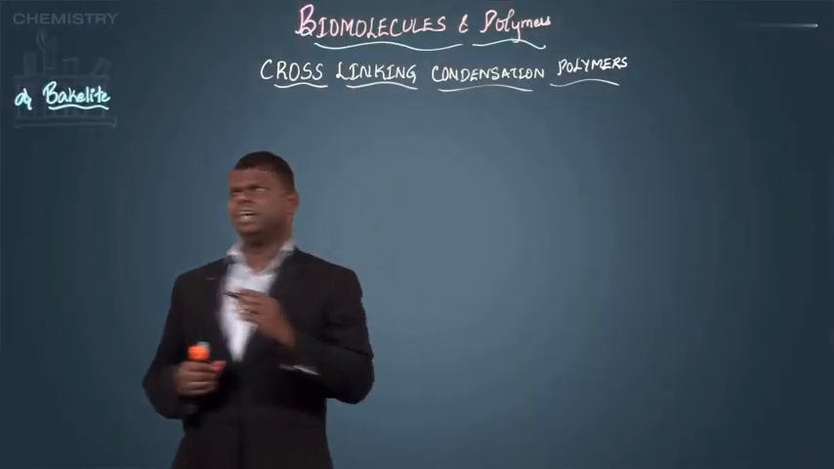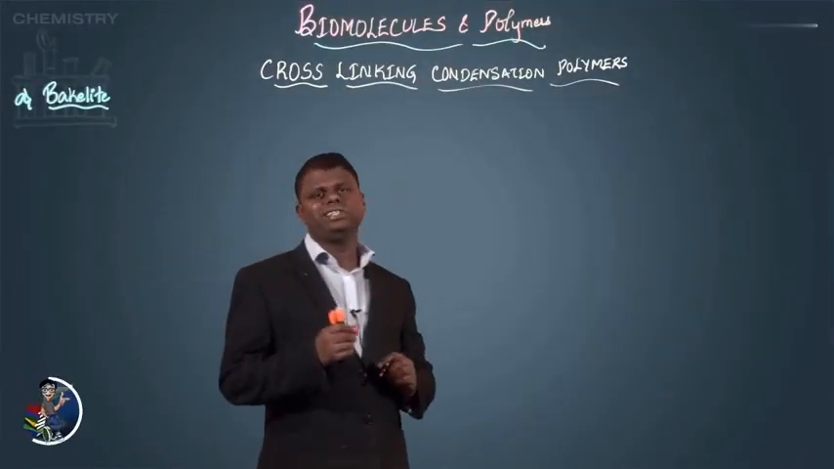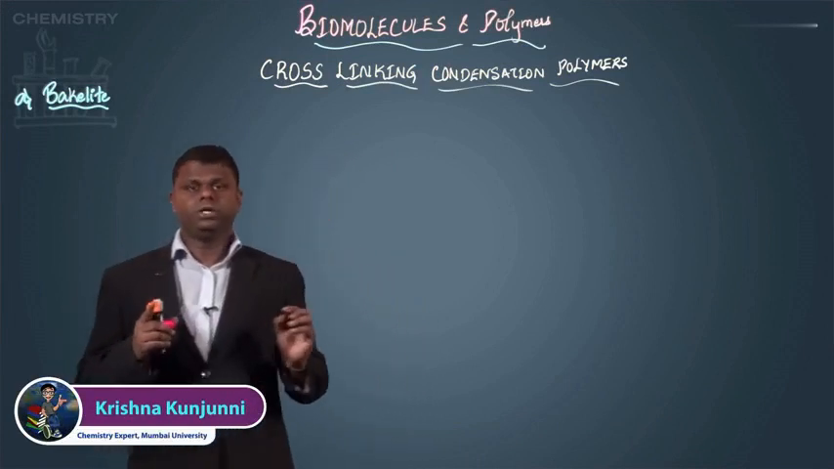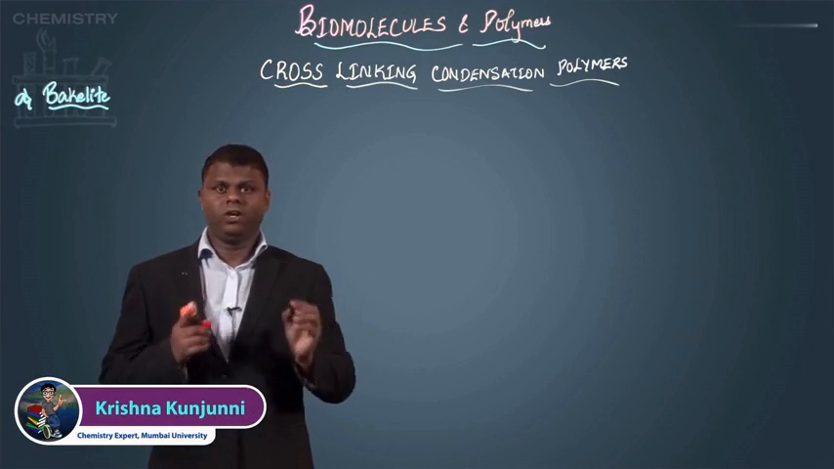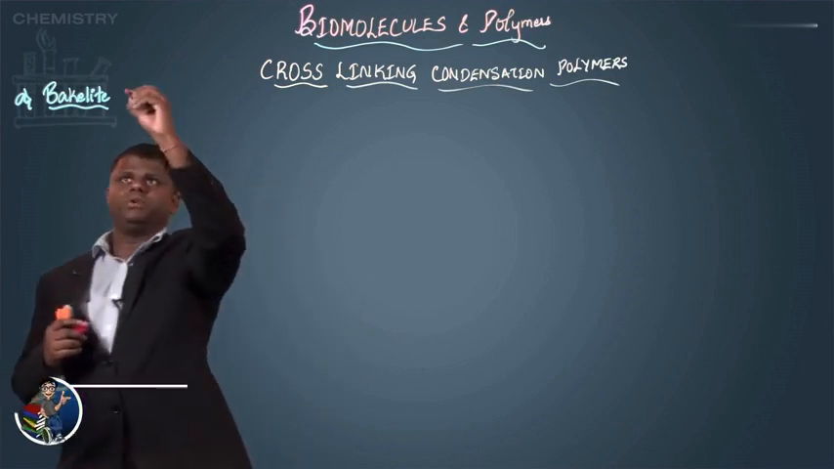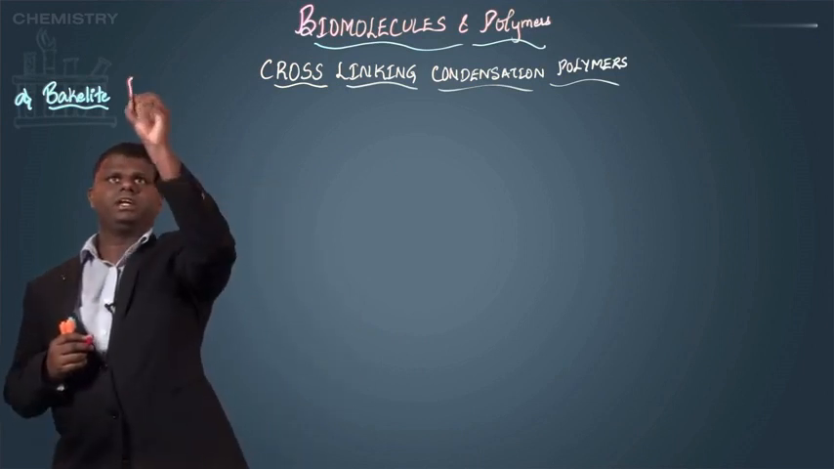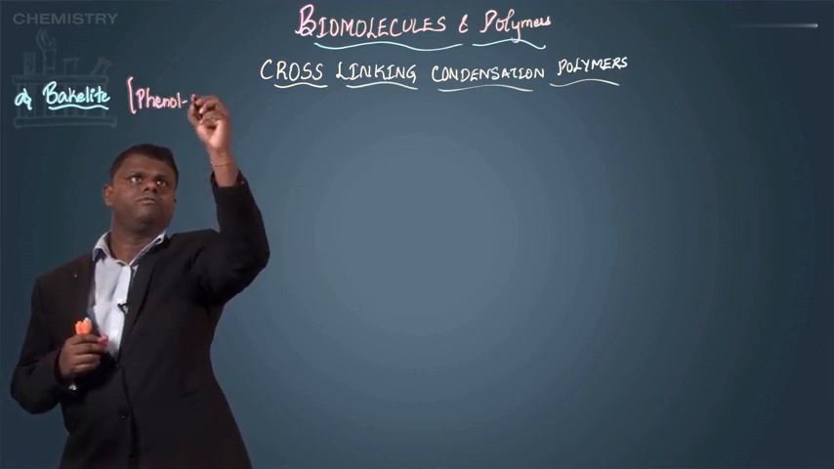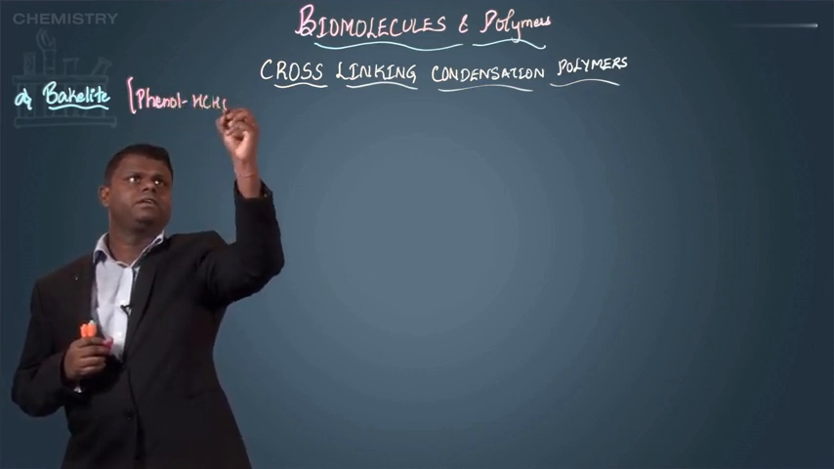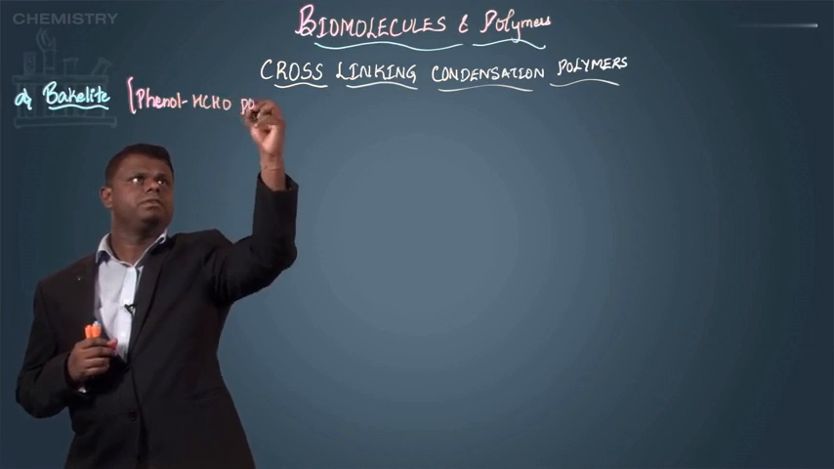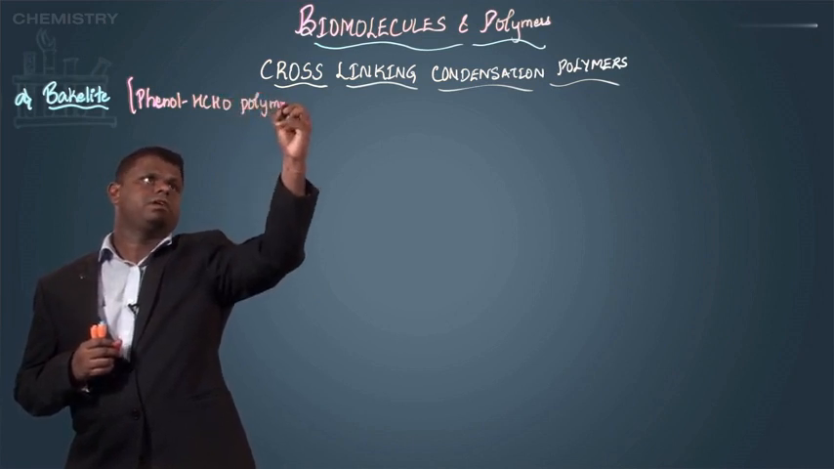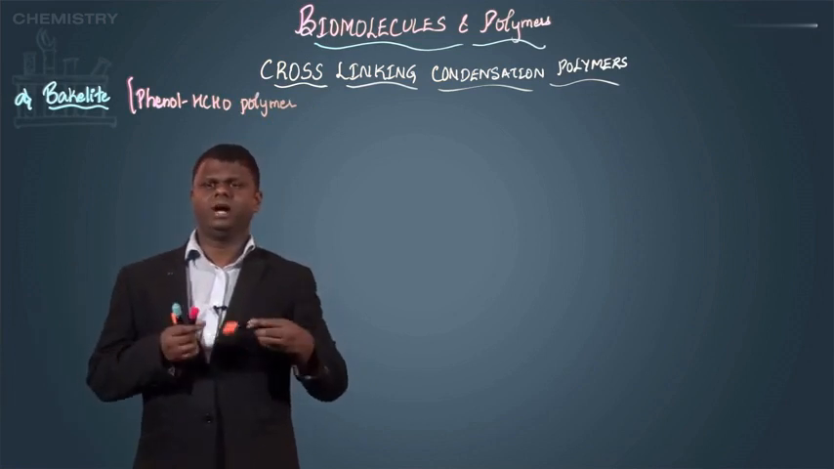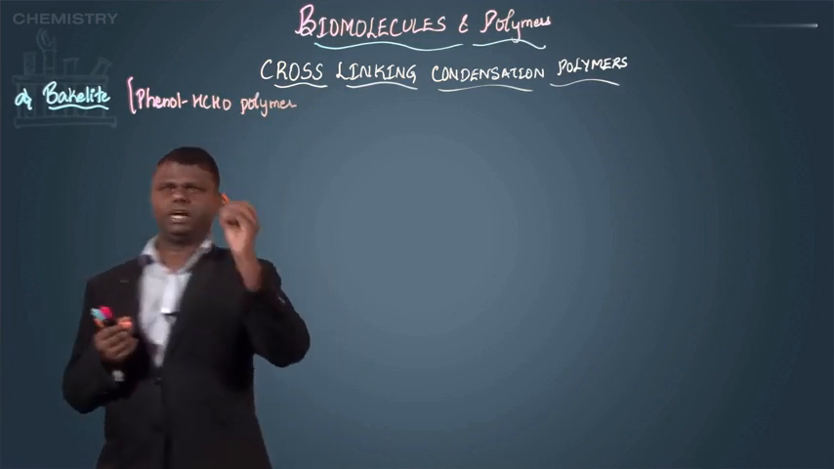Okay, now let's understand a few cross-linking condensation polymers. The polymer which we are going to study is going to be something like a phenol formaldehyde polymer. So we are going to study basically phenol formaldehyde polymer. Now in this case, let's try to understand what exactly happens in this reaction.